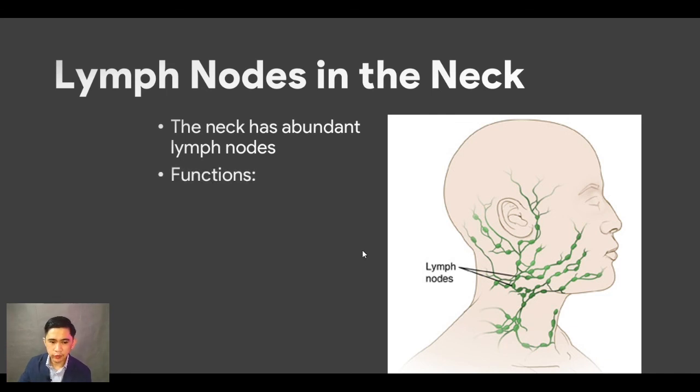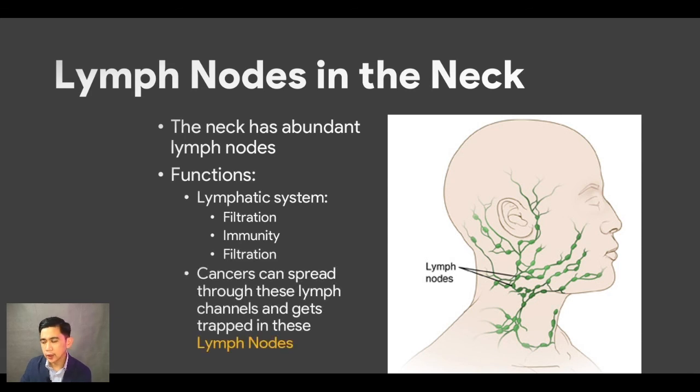The lymph nodes of the neck are part of the lymphatic system. They have immunity functions and filtration functions. Cancers can spread through these lymph channels and get trapped in these lymph nodes. So as we can see in our patient, the patient has enlarged lymph nodes, primarily because the cancer of the thyroid has already spread into these lymph nodes.